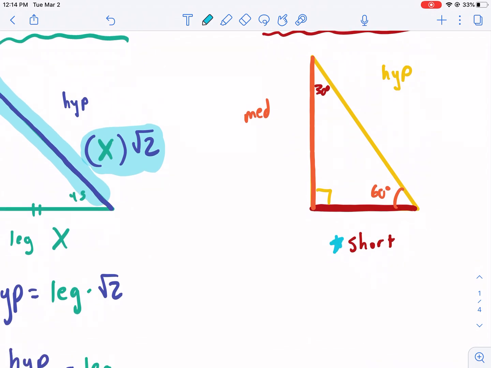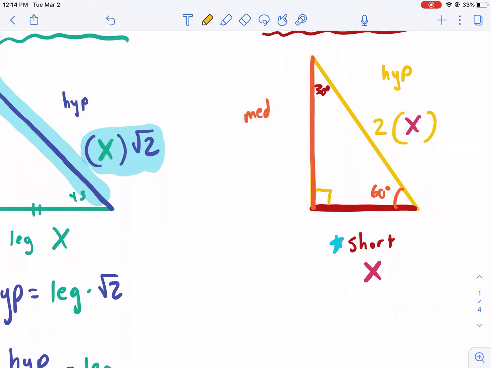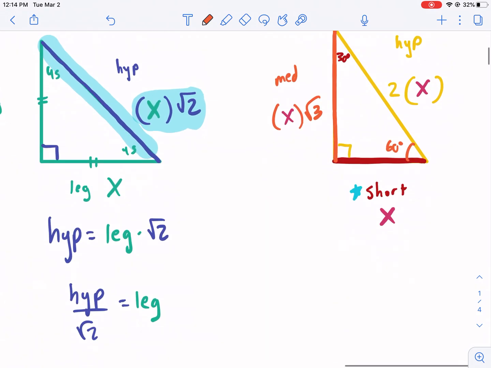If we have a value of, let's say, what color should I use? We'll use this pink. If I have a value of x for the short side, then the hypotenuse is going to be, let me use the same model, it's going to be 2 times x. It's double the short side. And then for the medium side, we're going to take x, and then simply multiply it by radical 3. Okay, let's proceed. So let's go ahead and write the relationship real quick. So we have hypotenuse, and that is equal to 2 times the short.